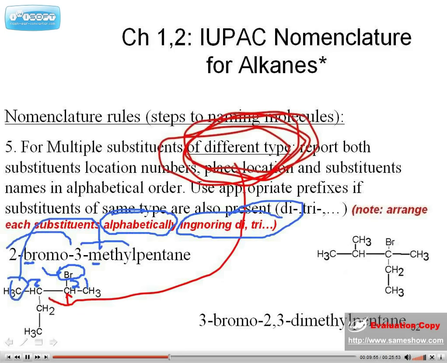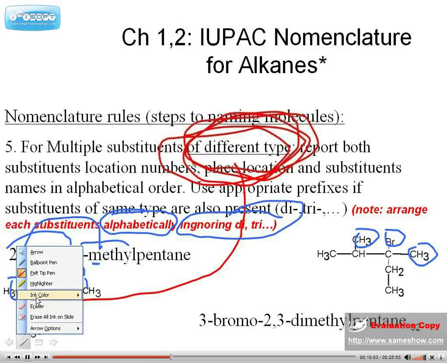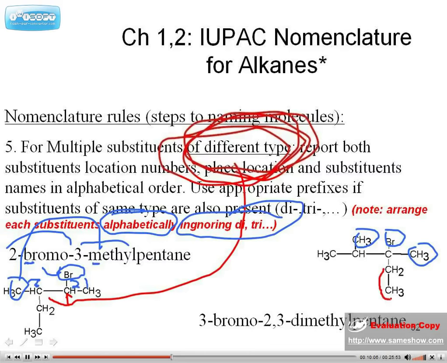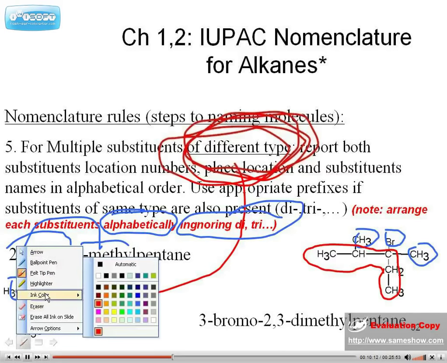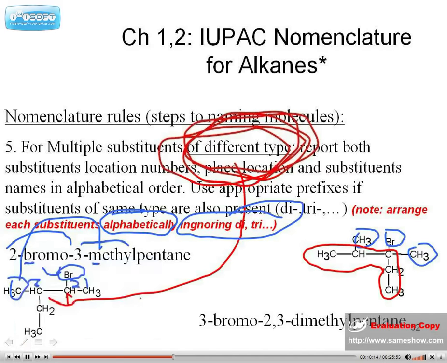Looking at the example on the right, I'm going to go ahead and label the branches. And this time I'll circle where the parent is. That's the longest continuous chain of that hydrocarbon. We then go ahead and organize it. In this case, 3-bromo goes up in front. If you can't see it, I'll label it for you. In this case, it's going to be 1, 2, 3, 4, 5.